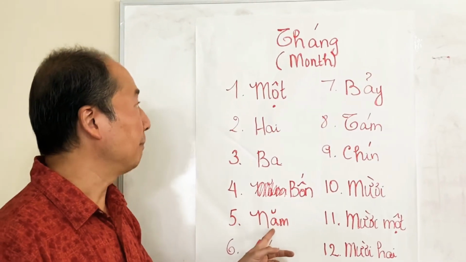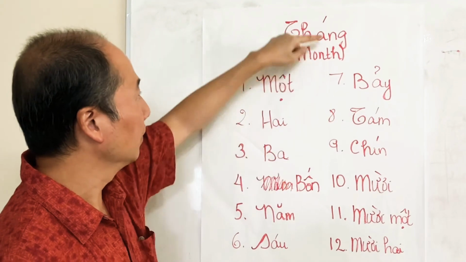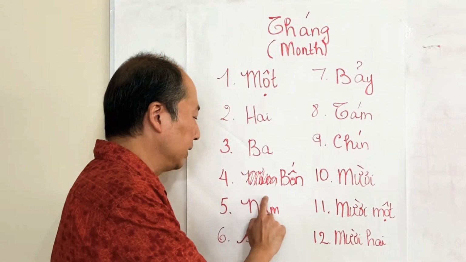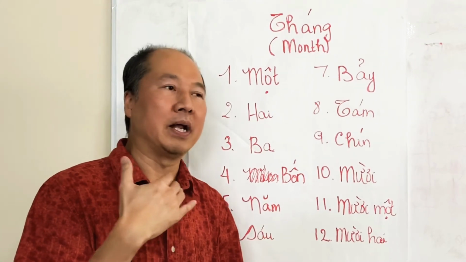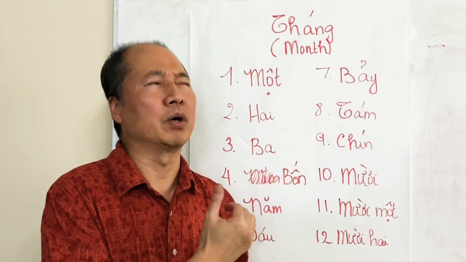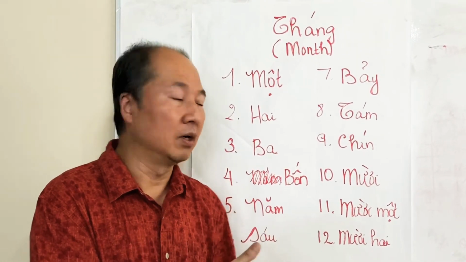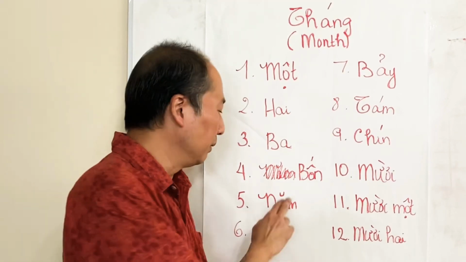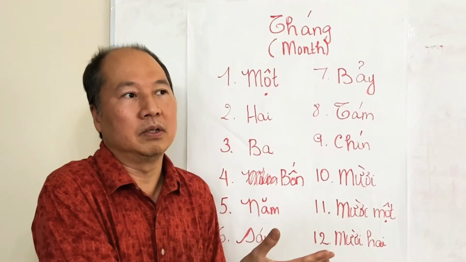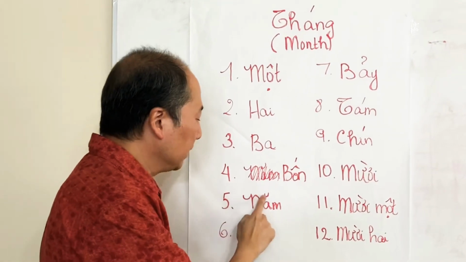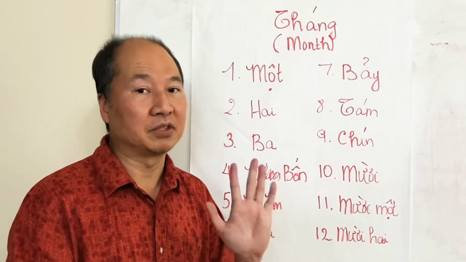Năm is 5, Tháng Năm. If you notice, this has kind of a half crescent right here. That means the word is pronounced with a short vowel instead of a long vowel. If we didn't have this, it would be pronounced Nam, which is either south or part of the name Vietnam, right? But because of this, it's pronounced Năm, which means 5.